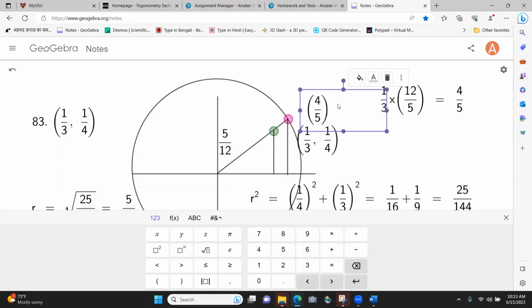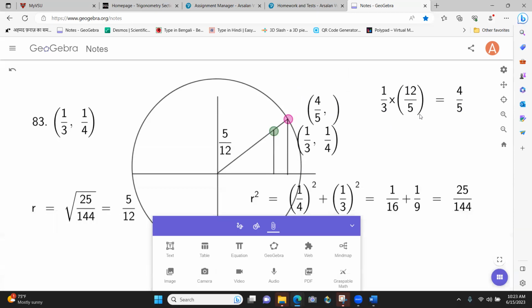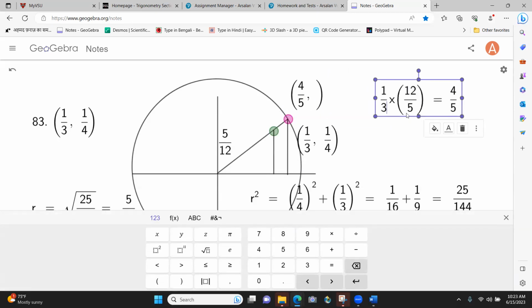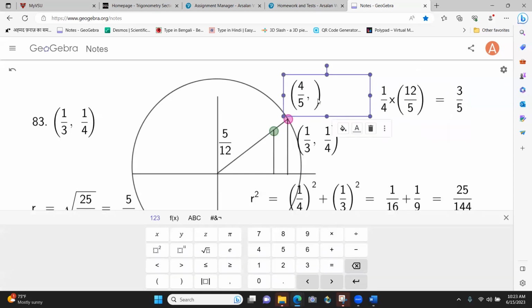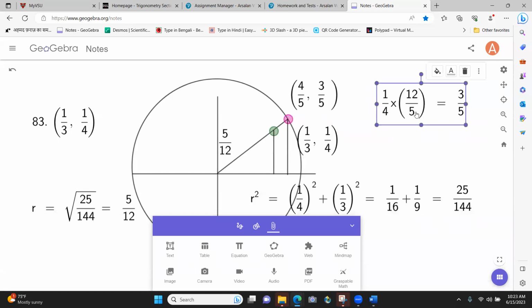Using the same method, if you multiply this 1/4 by 12/5, I'm going to do it here if you don't mind, because I need room, you get 3/5. And you get 3/5 here. You have your coordinates and you're good to go. I'm going to get rid of this.